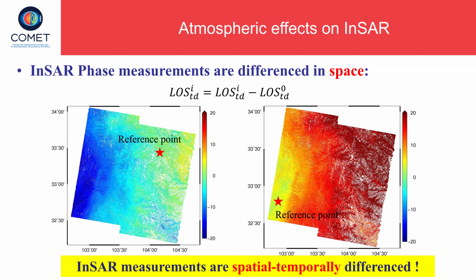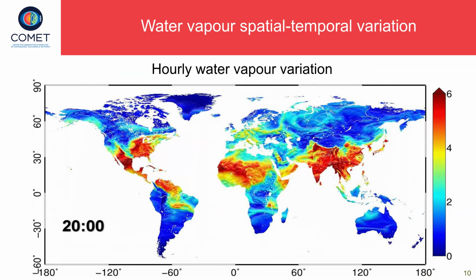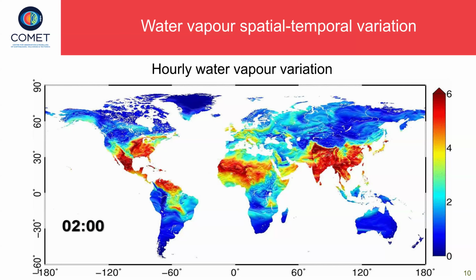So what we are concerned with in InSAR is not the absolute value of the tropospheric delay. It's the double difference tropospheric delay. So what we are concerned with is the spatial temporal changes of the tropospheric delay. So how can the tropospheric delay change in time and in space?